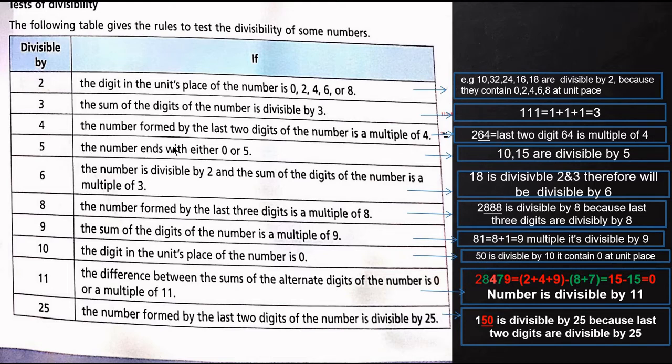5. You are also very familiar with this number 5. If the number ends with either 0 or 5, then the number will be divisible by 5. For example, 10 and 15 are divisible by 5 because the end digits are 0 and 5. Therefore, these are divisible by 5.